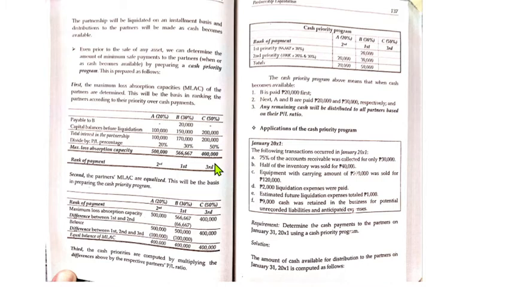So, yun lang ang sinasabi dyan. So, when we rank it, first is si B, second si A, and then third si C. So, you have to remember yung ranking. Bakit kailangan yung ranking? Because we have to equalize the MLAC on our second procedure. So, first, we compute for the MLAC and then rank. And then second, we equalize the MLAC.